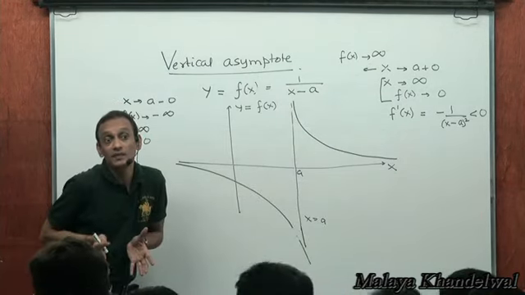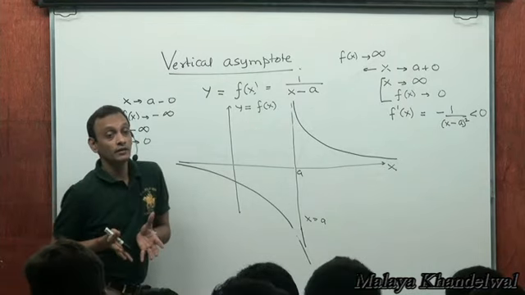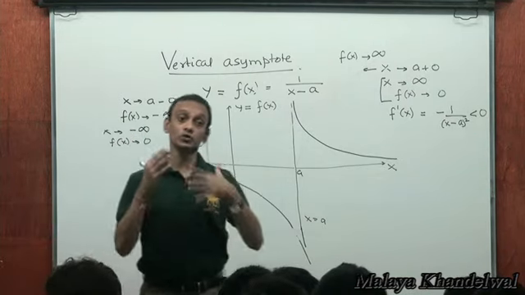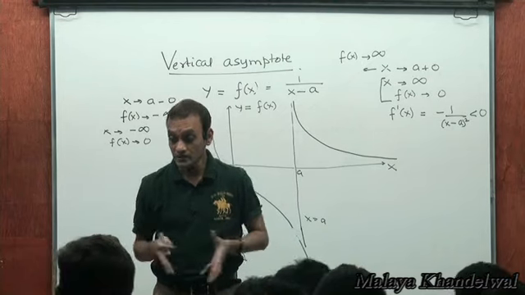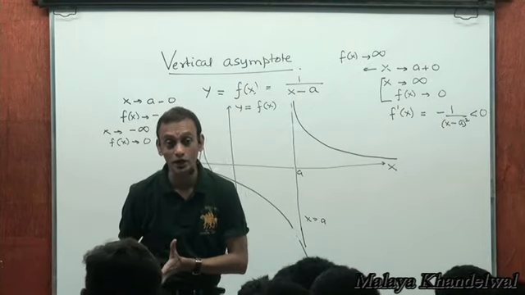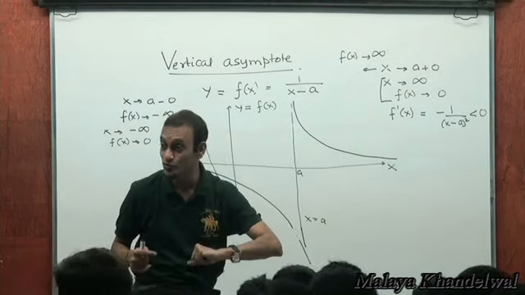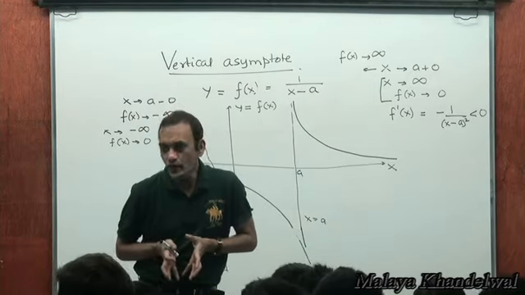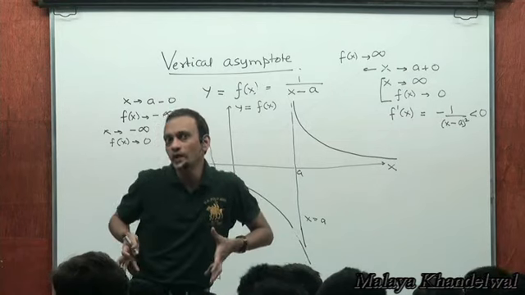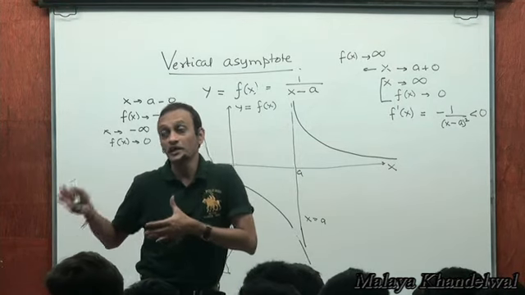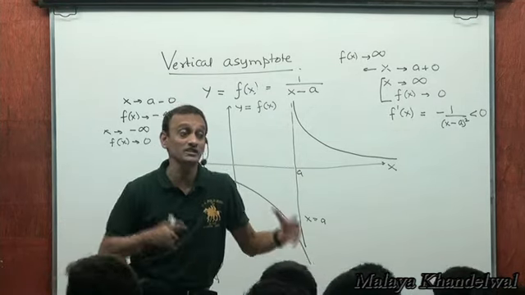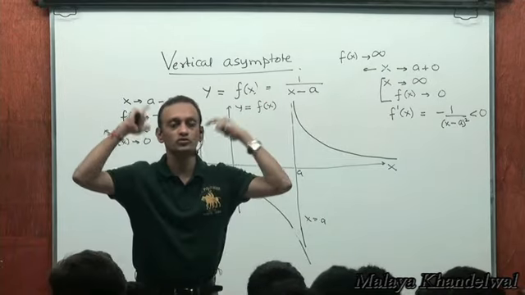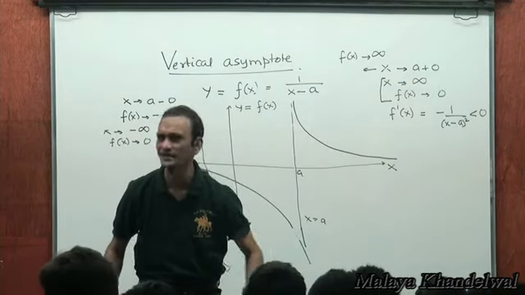If x minus a appears in the denominator, then there is a vertical asymptote, x equal to a. If (x minus a) into (x minus b) appears in the denominator, then two vertical asymptotes, x equal to a and x equal to b. If x square minus a square appears in the denominator, then x equal to plus a and x equal to minus a are two vertical asymptotes. This is the whole idea of a vertical asymptote.